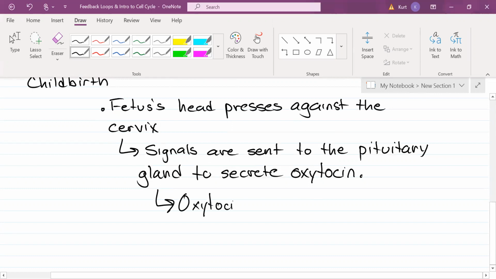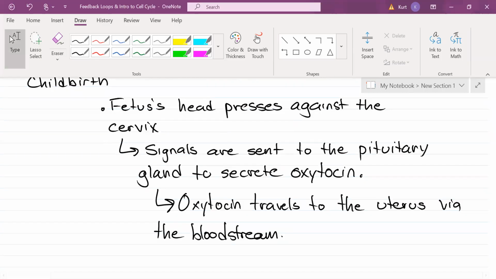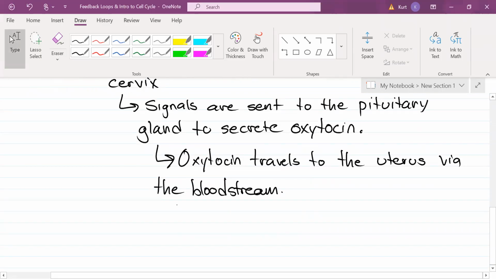Oxytocin travels to the uterus via the bloodstream. Now, the uterus is an organ that is composed of smooth muscle. Some of you may work out at the gym. You're working out your skeletal muscle. The muscle is connected to your bones. Smooth muscle is what makes up hollow organs like your esophagus, your stomach, your intestines, the uterus, and even blood vessels. You can't control it.